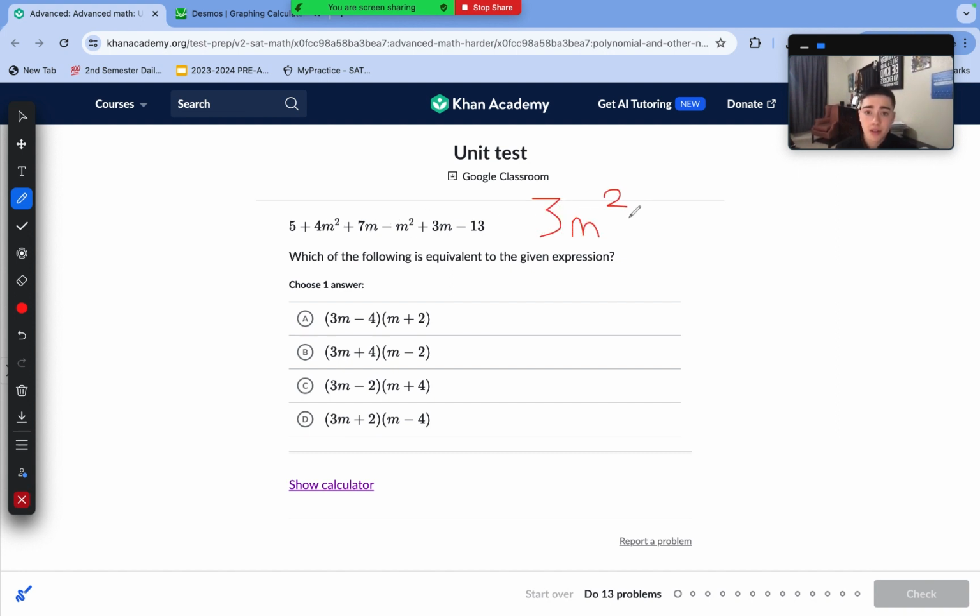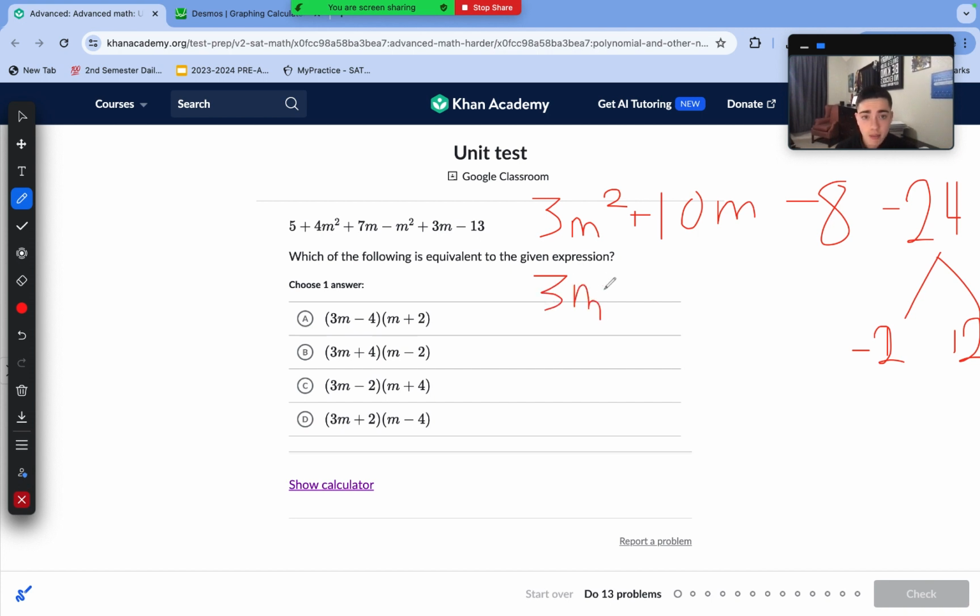Then we have 7m plus 3m. That's plus 10m. And then we have 5 minus 13, which is negative 8. Now we're going to factor this expression. We can factor this expression using the AC method. So 3 times negative 8 is negative 24. The factors of negative 24 that add up to 10 are negative 2 and positive 12. So now we're going to replace 10m with minus 2m plus 12m. So 3m squared minus 2m plus 12m minus 8.